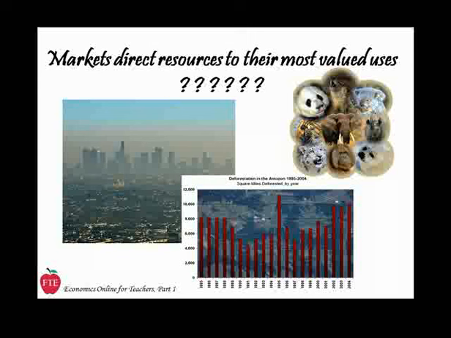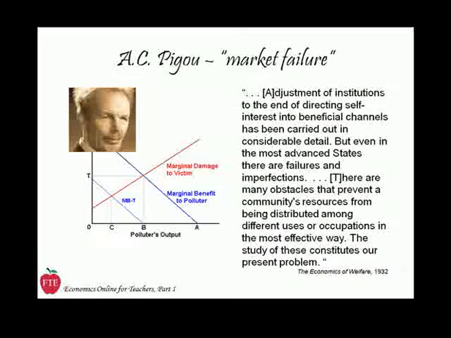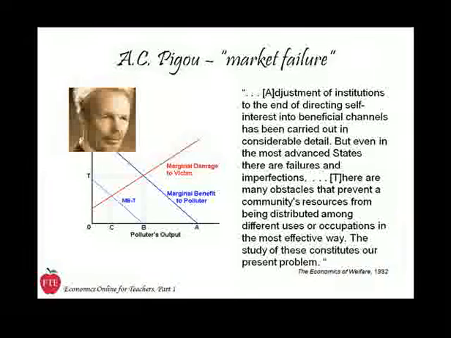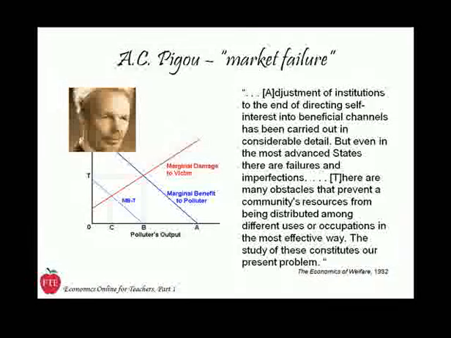If it's true that markets allocate resources to their most highly valued uses, and we all say we value the environment, why don't we have the high level of environmental quality that we want? The first economist to make headway in solving the general problem of why we sometimes don't use our resources to produce the things we value most was the British economist A.C. Pigou. His research led him to conclude that it happens because there are some circumstances under which markets simply will not work. He dubbed this market failure.